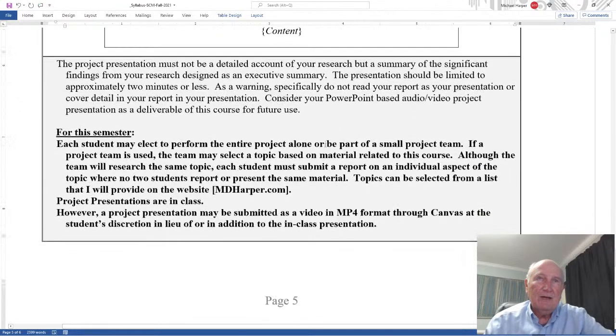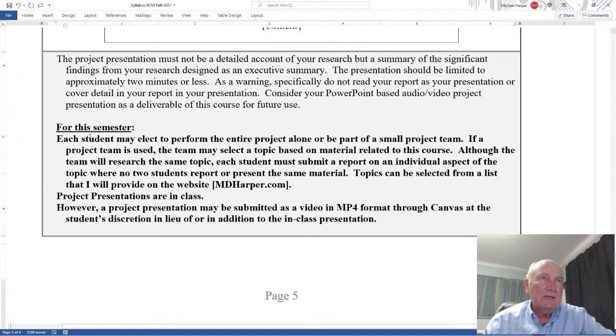Now, for this semester, each student may elect to perform the entire project alone or be part of a small project team. If a project team is used, the team may select a topic based on material related to the course.